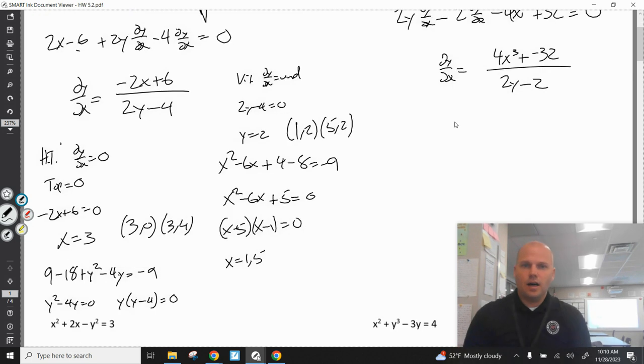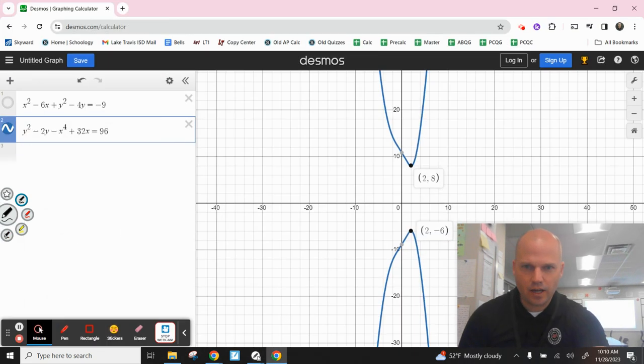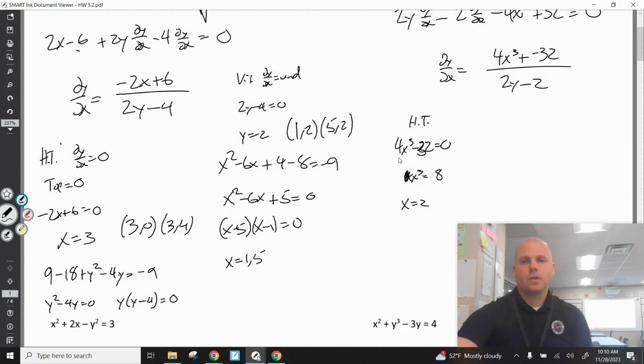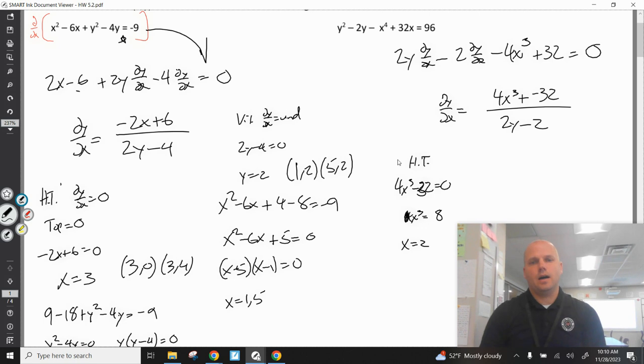Okay? Horizontal tangents. 4x cubed minus 32 equals 0. 4x cubed equals 8. Add 32, divided by 4. x cubed equals 8. X equals 2. Is that what we saw? X equals 2. Yep. Cool. 2, 4, 8, 16. We get y squared minus 2y minus 16 plus 64 equals 96. Y squared minus 2y.